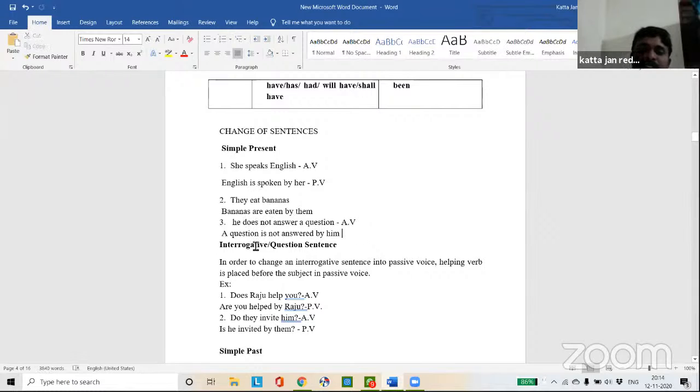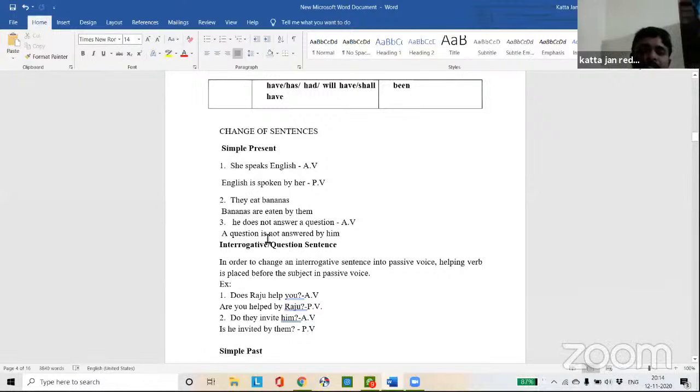Okay, now see how it is. A question is the object. Is it really that a question is the object? If we doubt it, then again go to the question form. He does not answer what? A question. He does not answer what? A question. So what is the answer that we get? That is the object. So the object, a question, is changed as the subject, a question.